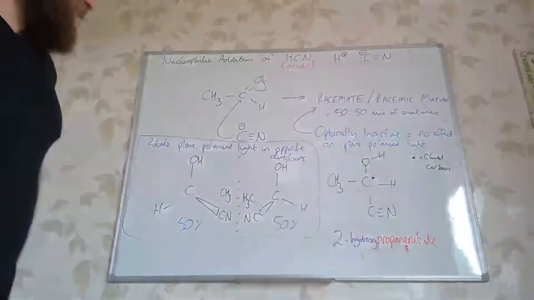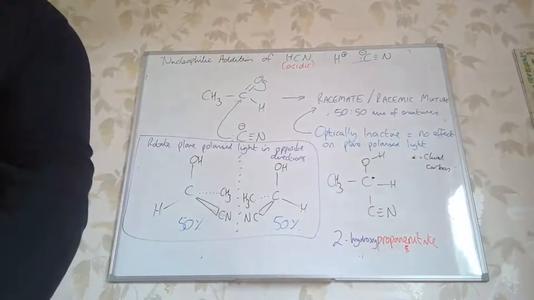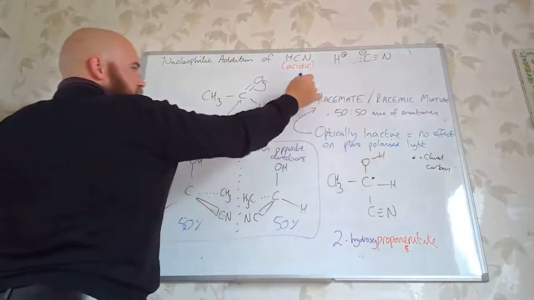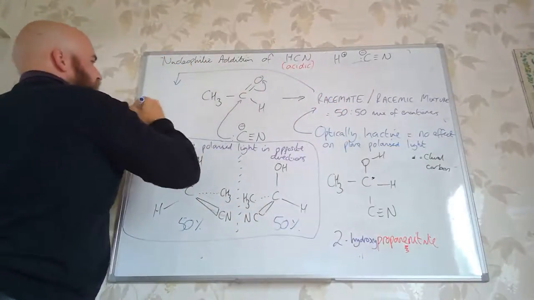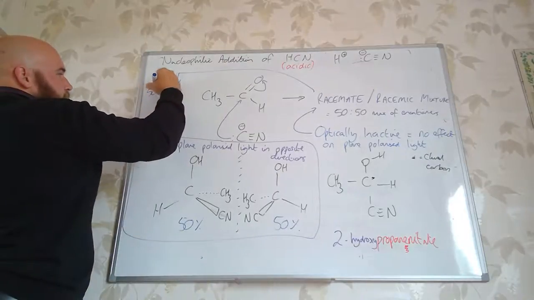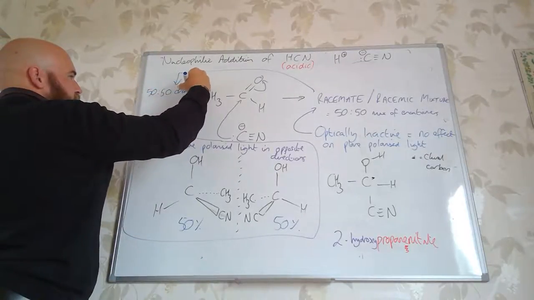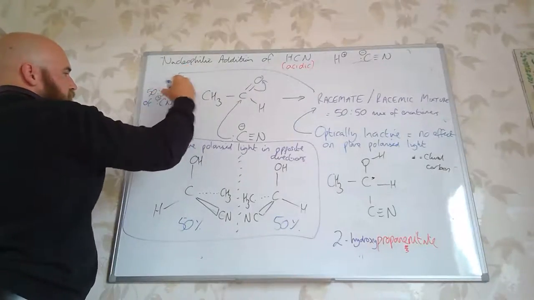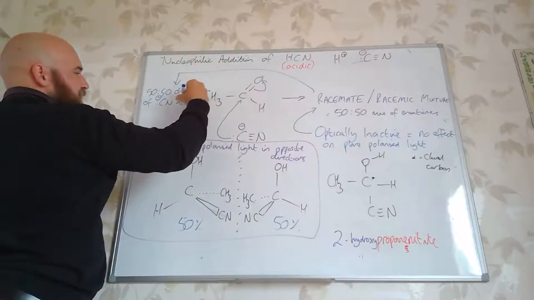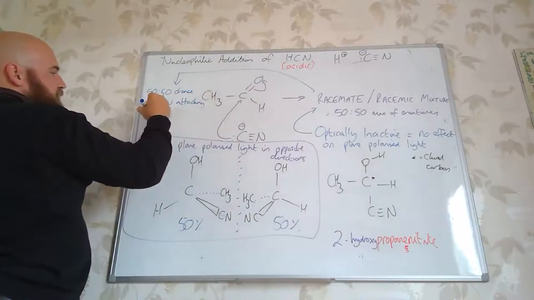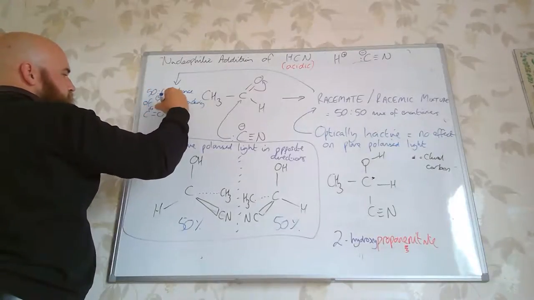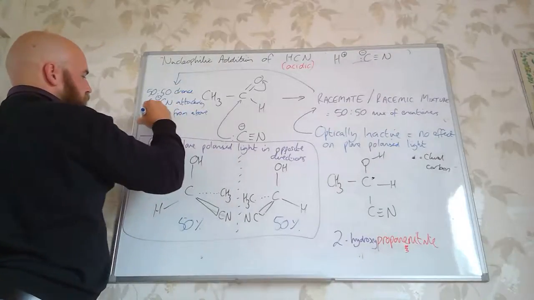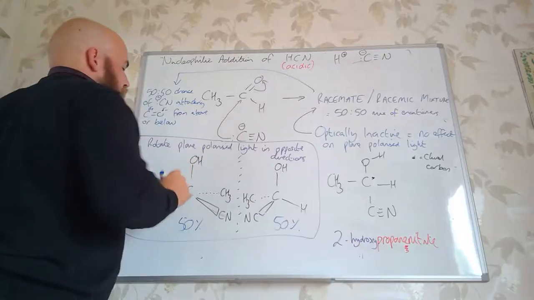So this initial attack here, and how would you articulate why you get a racemic mixture? We'll do the explanation over here. Because there's a 50-50 chance of the cyanide, or you can just put the word nucleophile, attacking the C double bond O from above or below. And why is that?